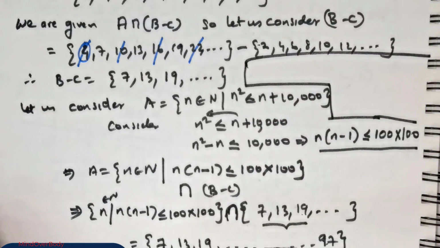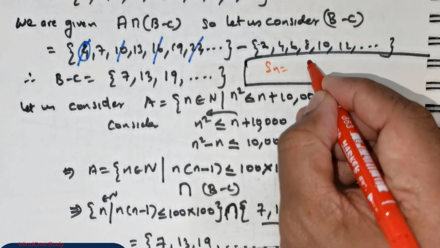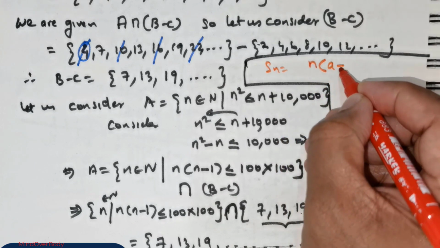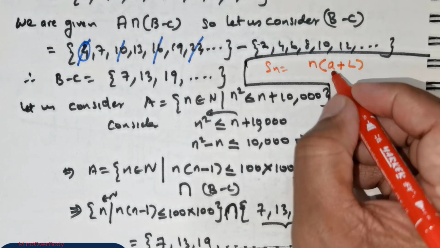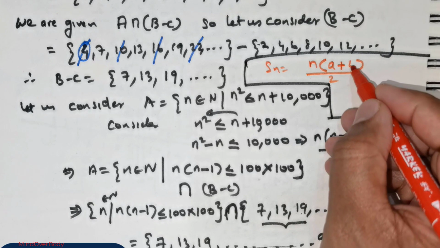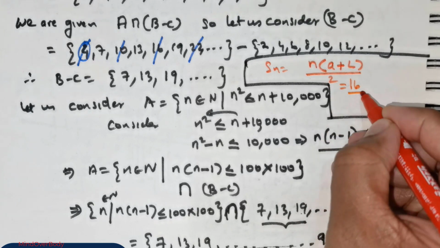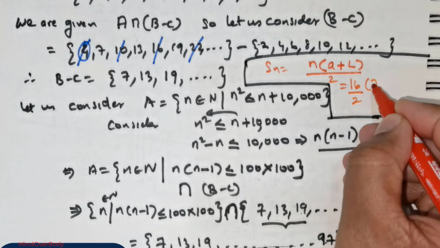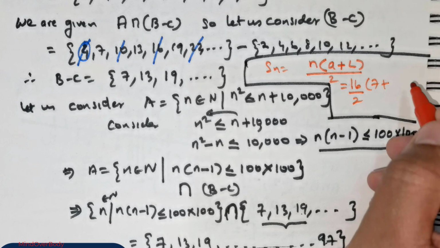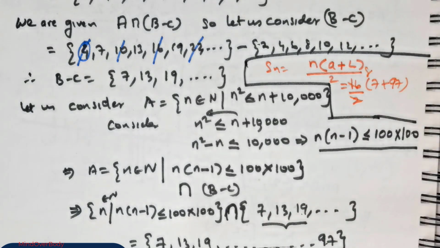So I will be using this formula. The formula is Sn is equal to n times the first term a plus the last term, and you have to divide by 2. That's a formula you need to use, because the last term is known, the first term is known. So total number of terms is 16 divided by 2 times the first term is 7, the last term is 97, right? So 2 divides here 8 times.